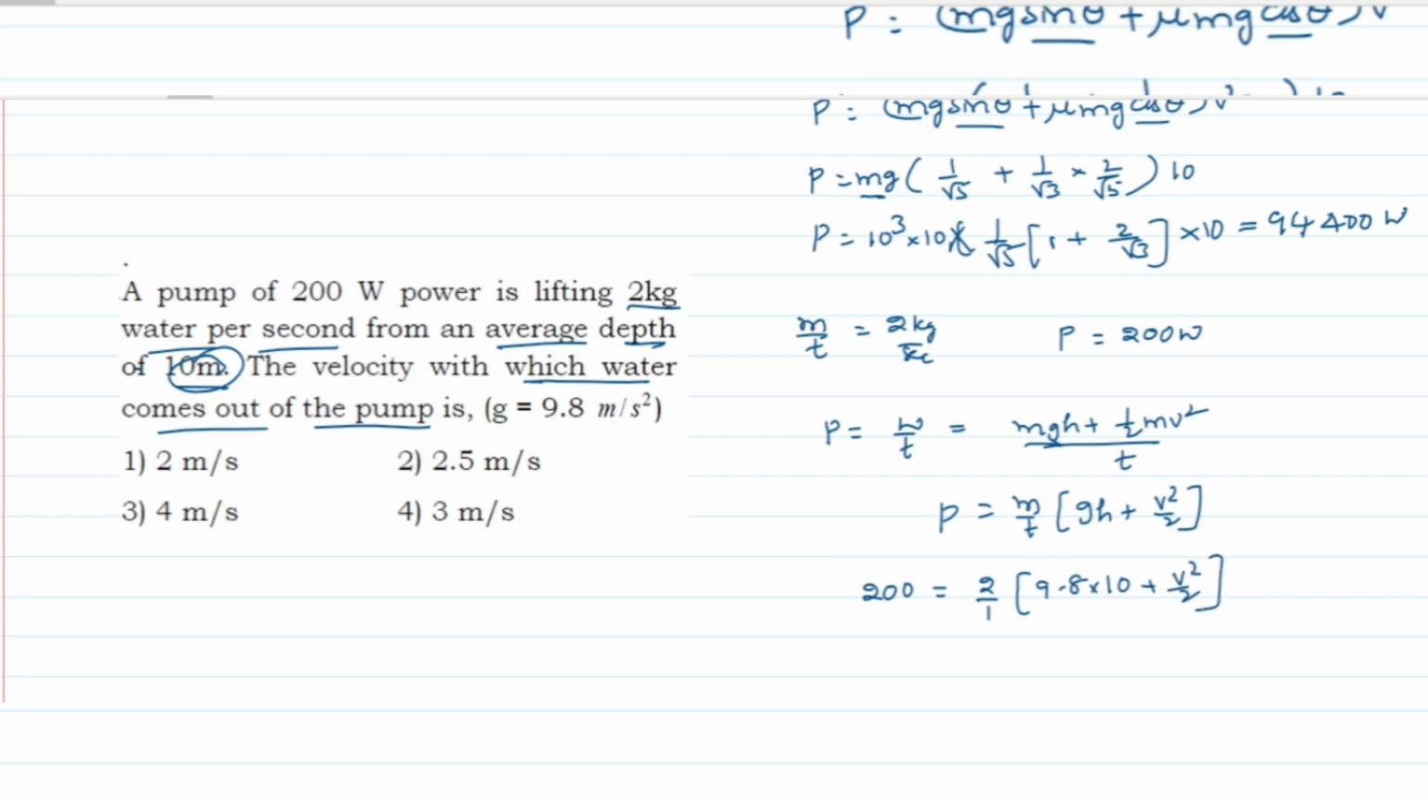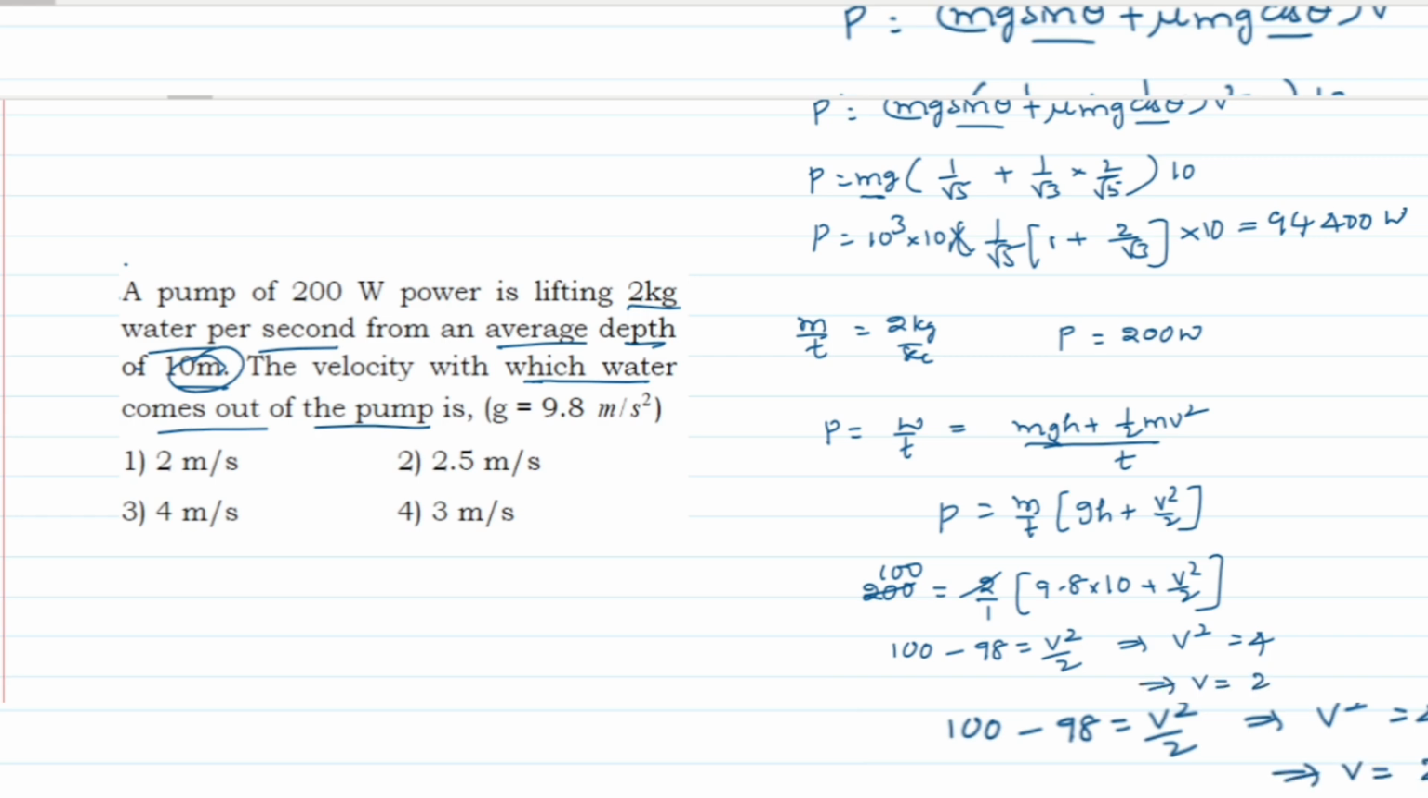So just cancel this one. This is 2 into 100. So 9.8 into 10 will be 98. 100 minus 98 will be equal to V square by 2, which is nothing but V square by 2 equal to 2, so V square equals 4, then velocity will be equal to 2 meter per second.